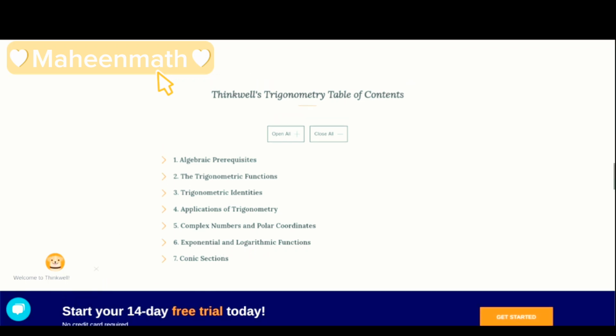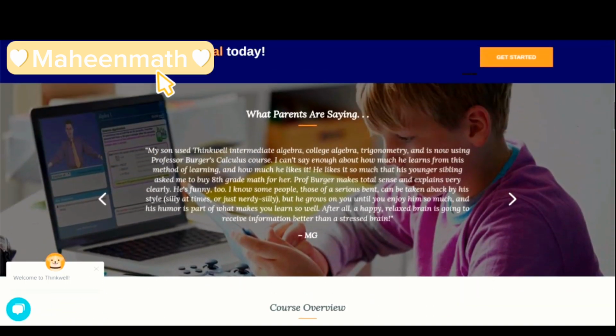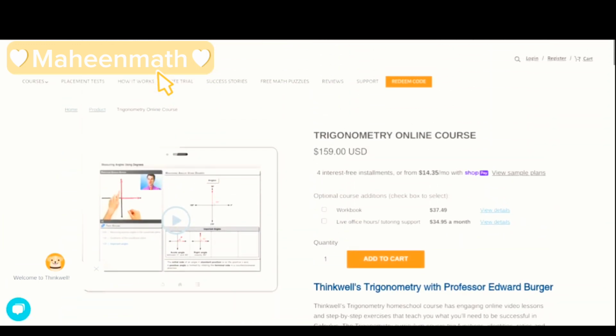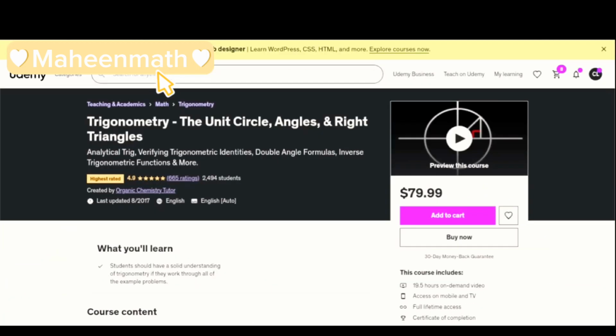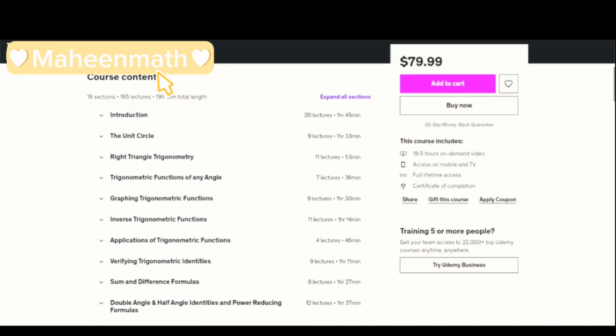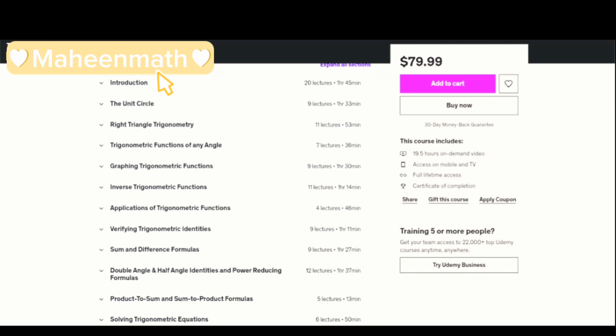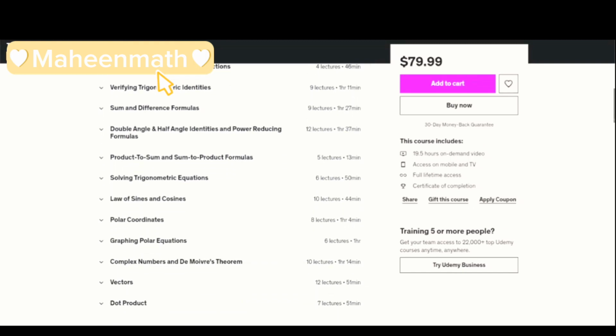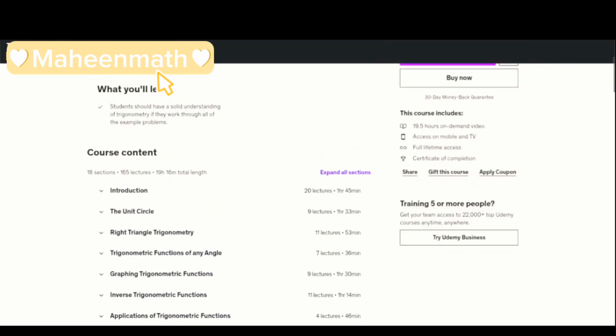Now, once you're complete with this particular trigonometry course, then I recommend you move on to the last trigonometry course, and that one is by Organic Chemistry Tutor. And you can find this particular course on Udemy. As you can see, it's solid trigonometry, unit circle, angles, and right triangles. And as you can see, this one is also pretty comprehensive as well. I would say it's slightly more comprehensive when it comes to certain other topics compared to the other Think Well Homeschool course. But in my opinion, my best advice is to finish this particular course last.